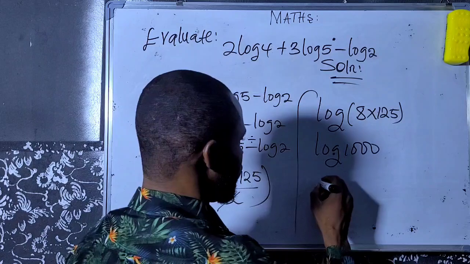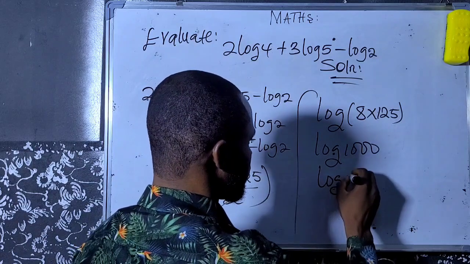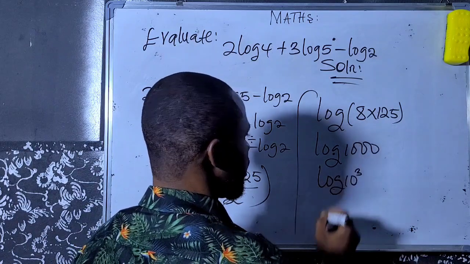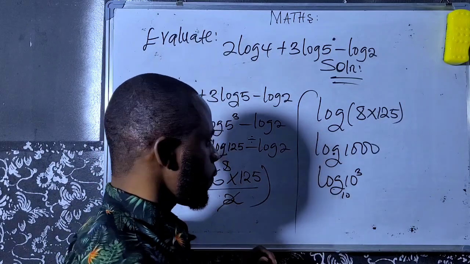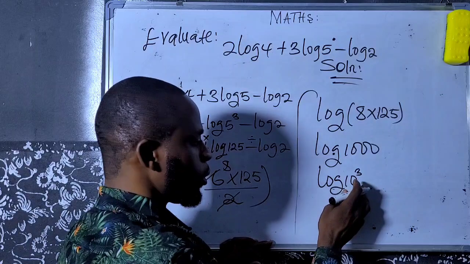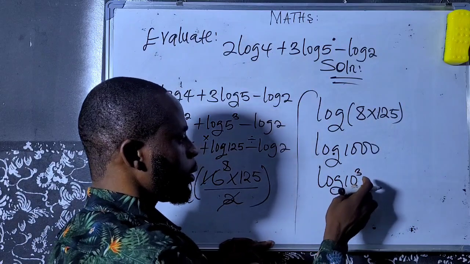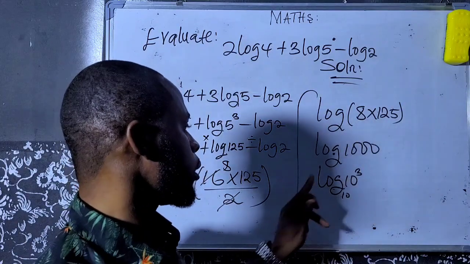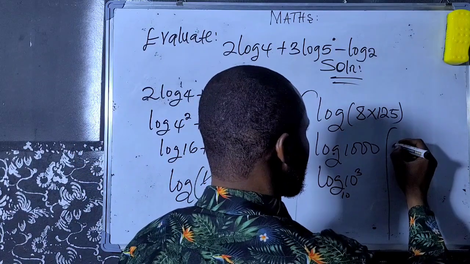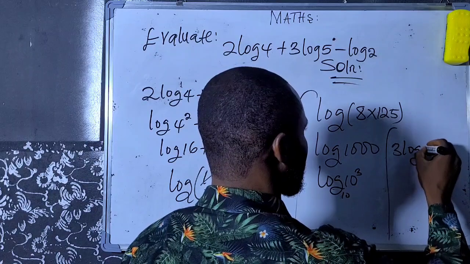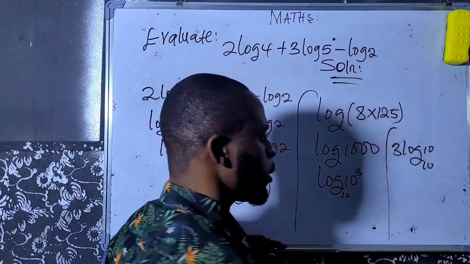Now, we are going to write 1000 in index form. In that case, this becomes log 10 to the power of 3. Note that this log is in base 10 already. But in that case, we are going to apply the power rule again. We are going to return this power of the arguments to the back of the log, and the expression becomes 3 log 10 base 10.